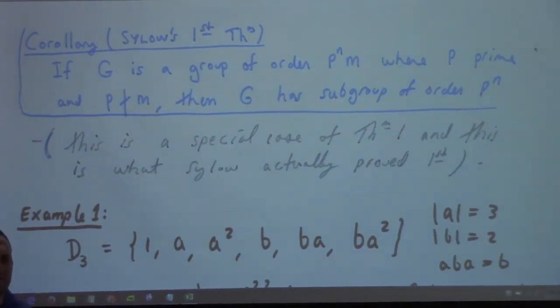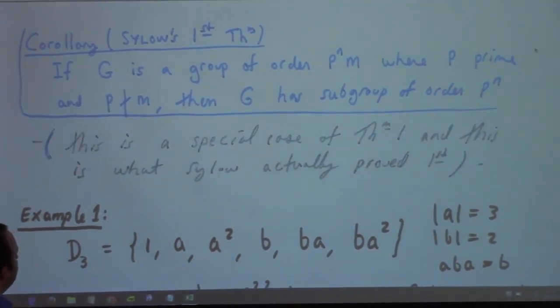You got it? Okay. So like I said, this is actually a special case of the theorem we just proved here. This was for p to the power k, where p to the k is any divisor of the order of the group. But anyway, this is what Sylow actually proved, a special case of that. Let's look at an example.